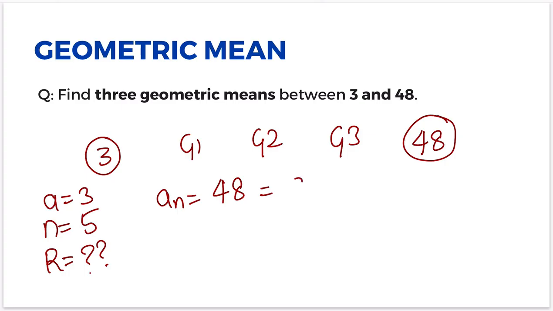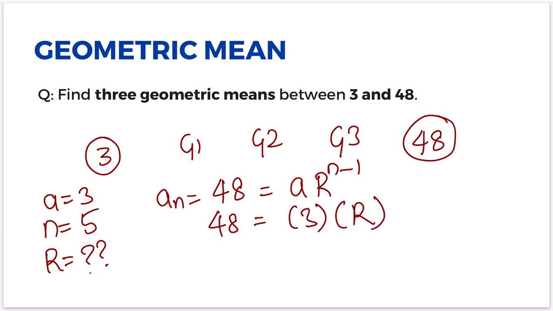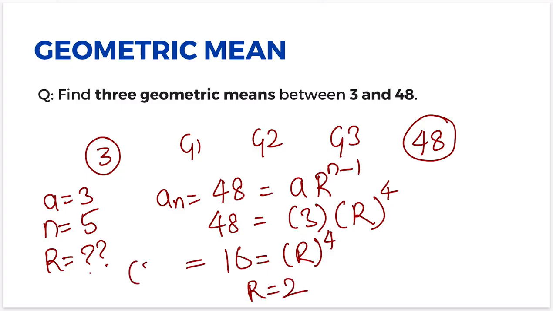And the formula for nth term is a r raised to power n minus 1. So 48 is equal to a, that is 3, r is r, and n minus 1 is 5 minus 1, 4. So you have 3, 16 is equal to r raised to power 4. So solving this, you will have r as 2, because 2 raised to power 4 is 16. So r is 2, which you are looking for.